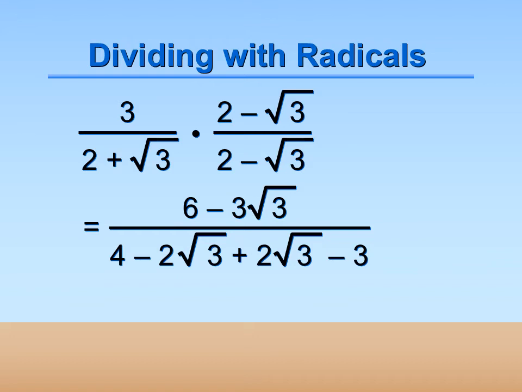So what that looks like is, in your numerator, 3 times 2 minus the square root of 3, we have to distribute. So that becomes 6, because 3 times 2 is 6. And then 3 times minus the square root of 3 becomes minus 3 square roots of 3. So that's how we get our numerator.